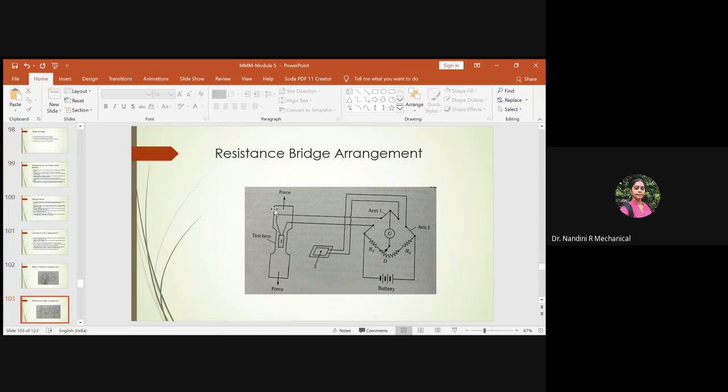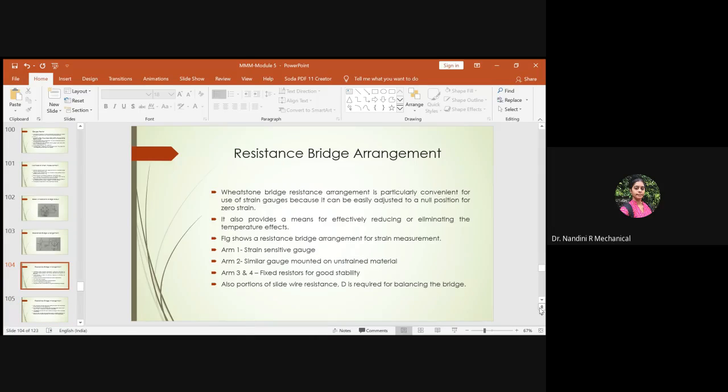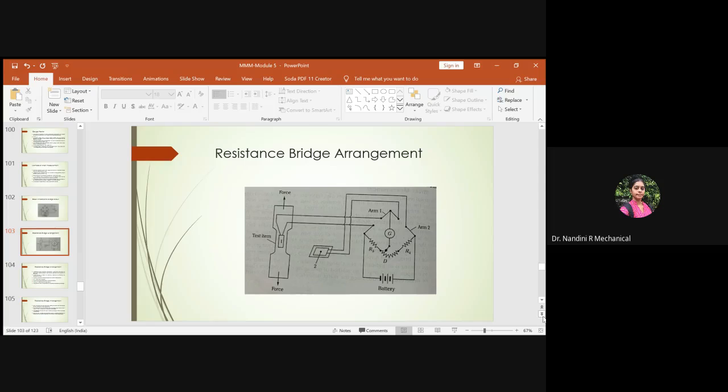So the next method is called the resistance bridge arrangement. Here in case of resistance bridge arrangement, you will be having two legs of the resistance and the other two will be connected to a resistance gauge. So we will come to know what it is. So this is the sketch. How does it look like?